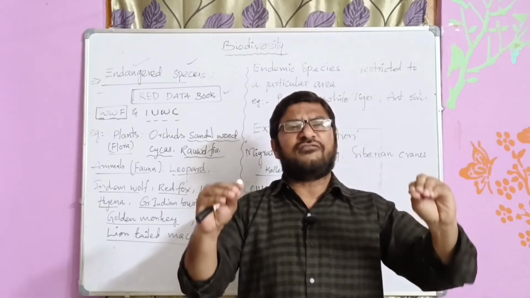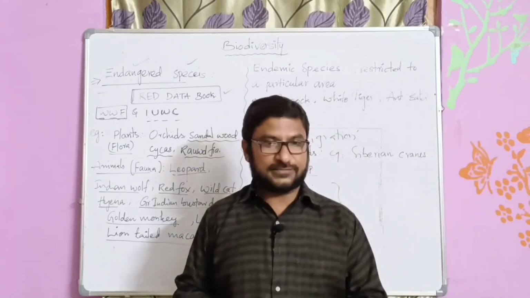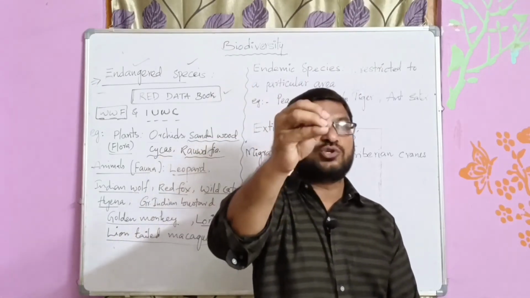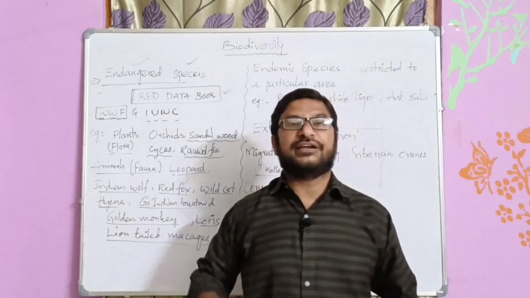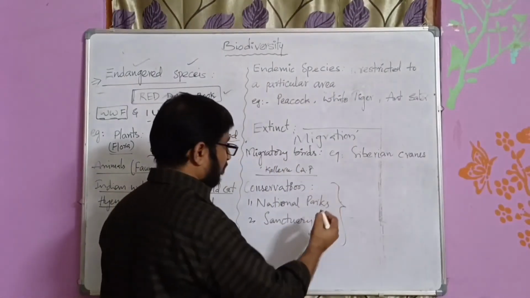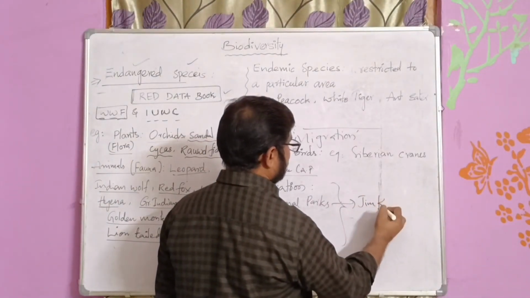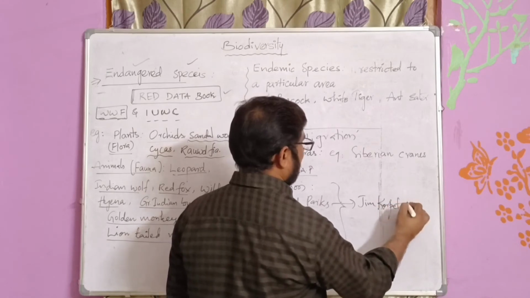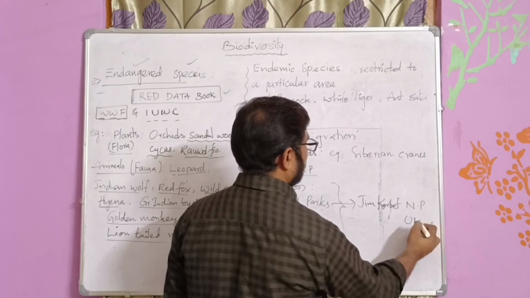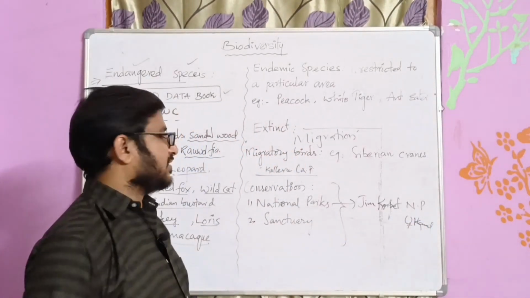Natural living of organisms will be found in national parks. Even grazing of cattle is strictly prohibited in national parks. A very good example for a national park is Jim Corbett National Park. Jim Corbett National Park is in Uttarakhand.